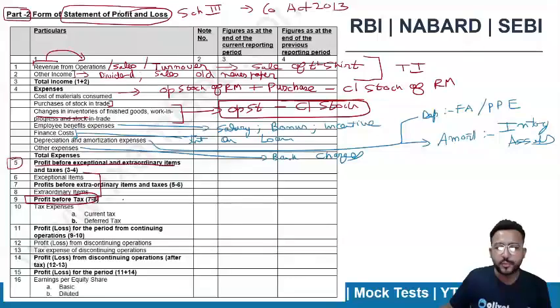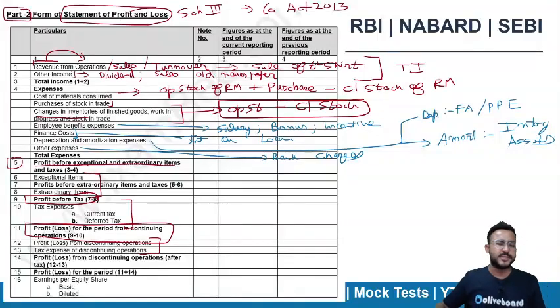So now you need to pay taxes to the government. We already discussed about deferred tax, right? So then you will be having profit after tax. Then you are having profit from discontinuing operation. So it's just a formality.